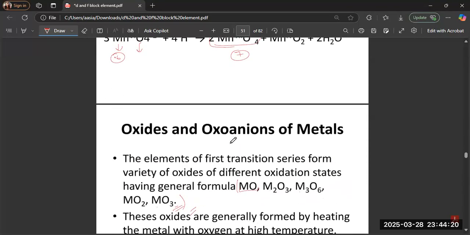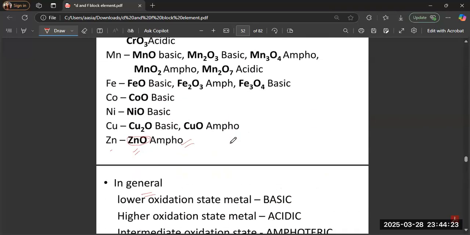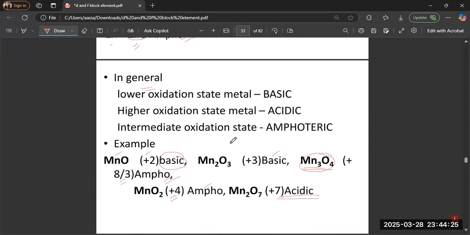So that is what I said about oxides and oxo acids of metals. Just remember that if it is a lower oxidation state, then it is basic; higher, then acidic; and intermediate oxidation state, then it is amphoteric in nature.